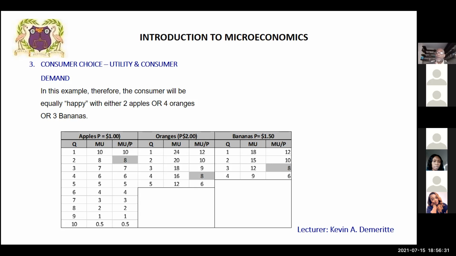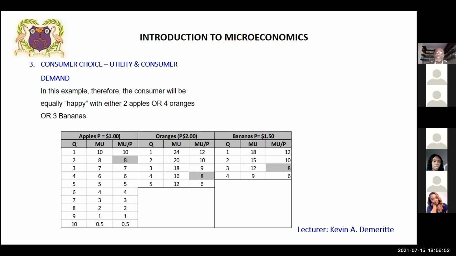Then we look at oranges. Oranges cost twice as much as apples. Oranges cost $2. All right. But we get, if you notice, from that first orange, we get 24 units of satisfaction. If you're asking me where I get that from, the marginal utility, I just got it out of the back of my head.